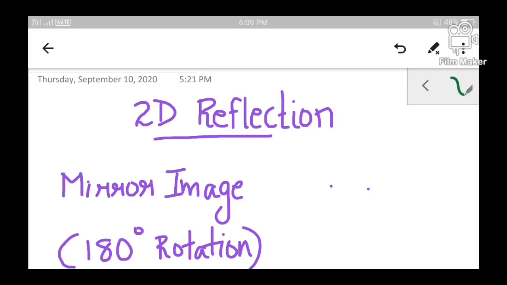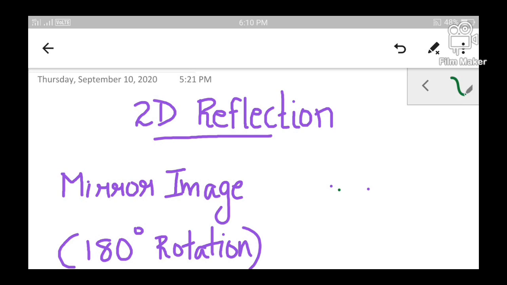Welcome, all. Today in this video we are going to learn about 2D reflection. Now, what is meant by reflection? Reflection is nothing but the mirror image of an object. Whenever you try to obtain a mirror image of an object, the result is a simple reflection. Now, how can you obtain a mirror image of an object?